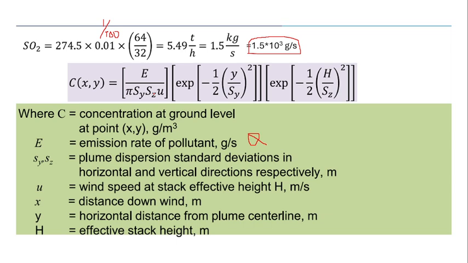And sigma y and sigma z are given already, which are the plume dispersion standard deviation in the horizontal and vertical direction respectively. It is given in the question also. Next, U is the wind speed at the stack effective height H. That is also mentioned. Next, X is the distance downwind, and Y is the horizontal distance, and H is the effective stack height. So this term is multiplied with the exponential of minus half into (y by sigma y) whole square, and exponential of minus 1 by 2 into (H by sigma z) the whole square.